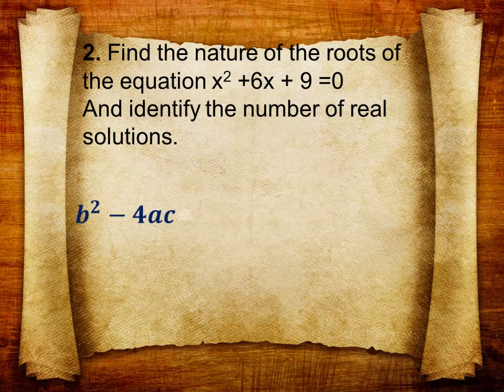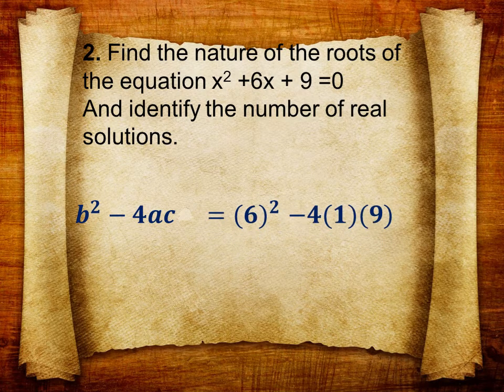Then substitute in your discriminant formula b squared minus 4ac. So here is the substitution. You have 6 squared minus 4 times 1 times 9. Your a is 1, your c is 9, and your b is 6. Then simplify further. 6 squared is 6 times 6, which is 36. Minus 4 times 1 times 9, which is 36 also. So therefore, your value is 0.